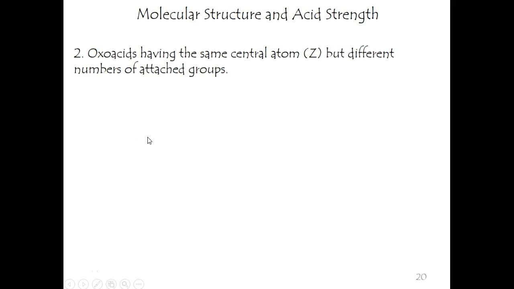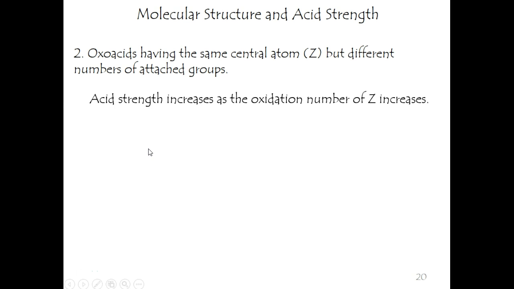We can relate molecular structure to acid strength for certain substances, and take a look at this and see if the explanations make sense to you. If you have an oxo acid, that is perchloric acid or some acid that contains oxygen, you're going to have the same central atom, but you'll have different numbers of attached groups. If you want to figure out which one of them is stronger, we'll just realize that as the oxidation number of that central atom increases, the acid strength will increase.